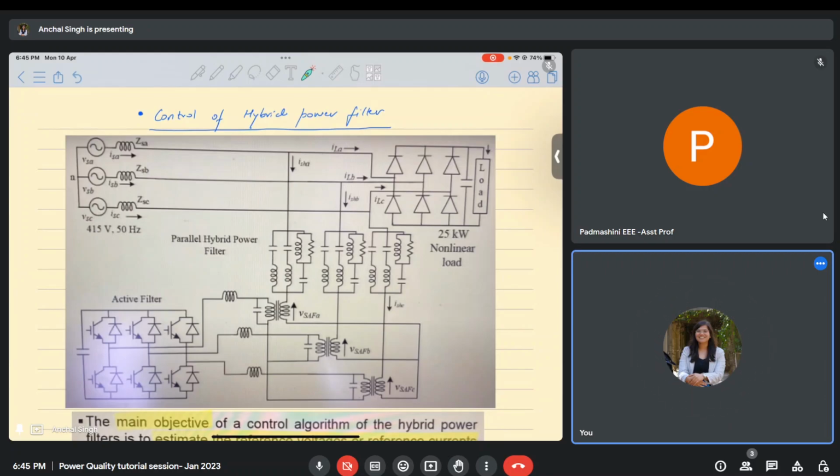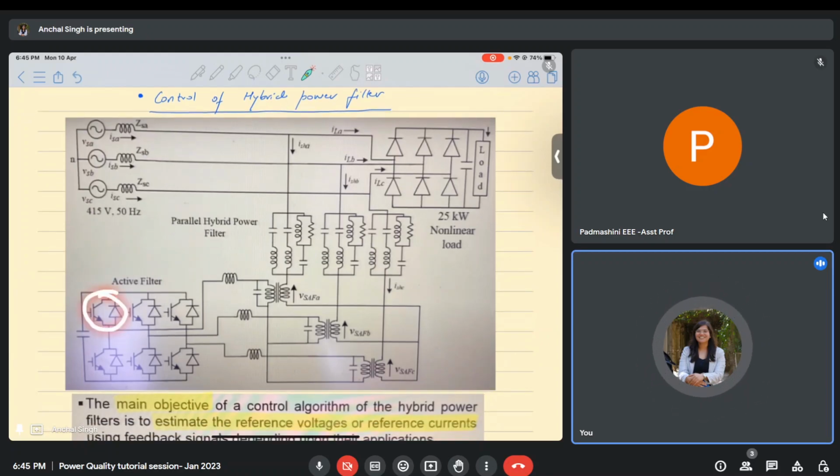Then if you look at the control of hybrid power filters, we have been discussing that since these active filters have switches, and these switches need gating pulses. In order to obtain the gating pulses for these switches, we need to use a certain kind of algorithm to generate the reference currents for our switches. Based on those reference currents, we'll be able to obtain the gate pulses. Now, what kind of control algorithms shall we use for hybrid power filter? In today's lecture, we'll be discussing just two of the very basic algorithms.